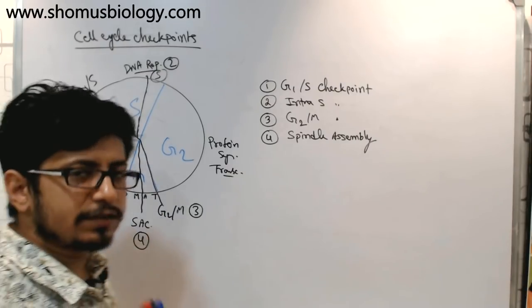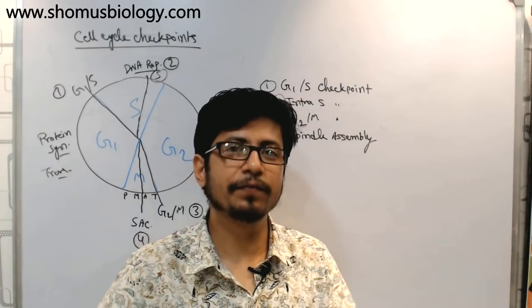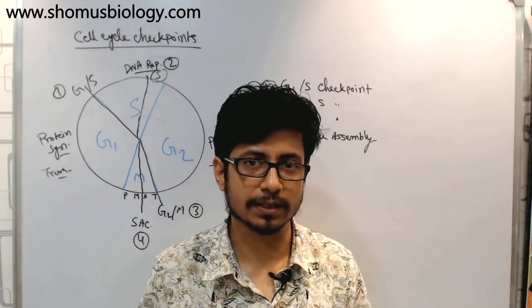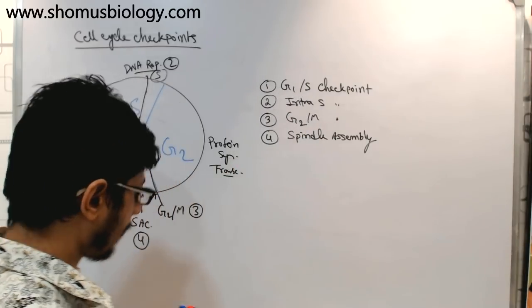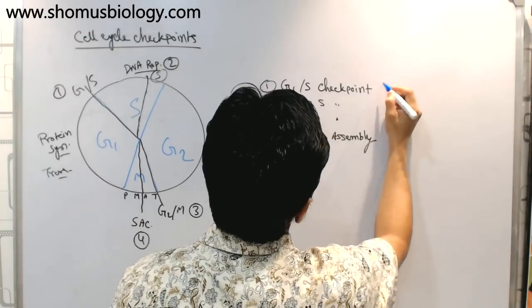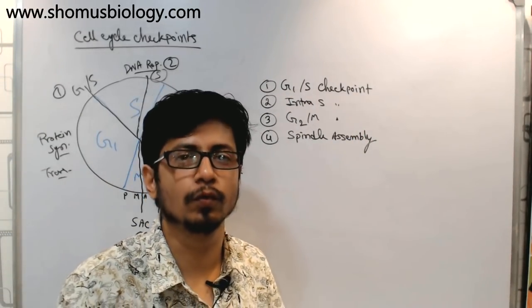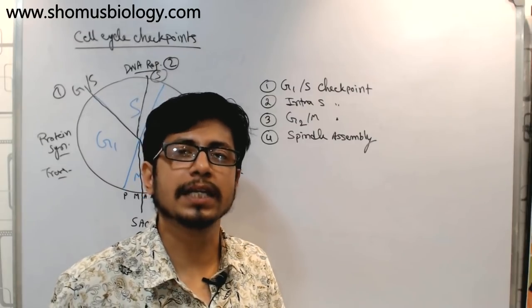And these four different checkpoints are involved in detecting or checking specific things. They are not checking the same things. They are checking different things in different time frames. So the first one, the G1S checkpoint, is involved in checking a very vital thing, whether the cell is ready enough to move and go for a round of cell cycle or not.